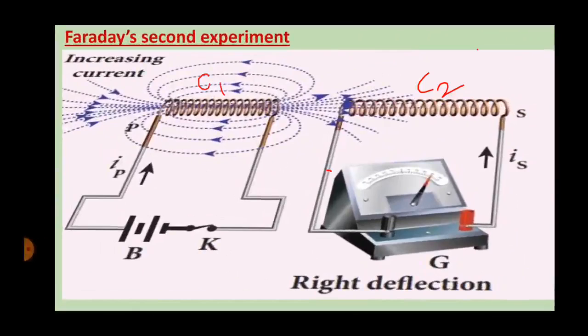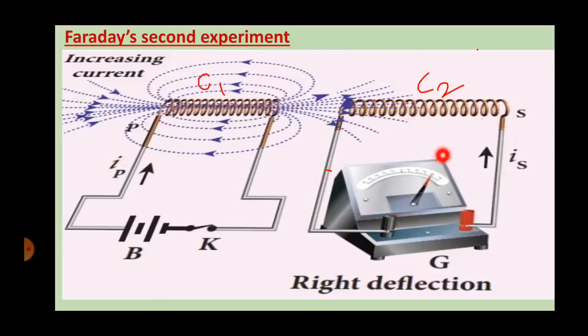In the second experiment, the coil C1 is connected to a battery through the key, and coil 2, C2, is connected to a sensitive galvanometer and kept close to C1. When the key is pressed, that means closed, the galvanometer connected with the coil C2 shows a sudden momentary deflection. This indicates that a current is induced in the coil C2.